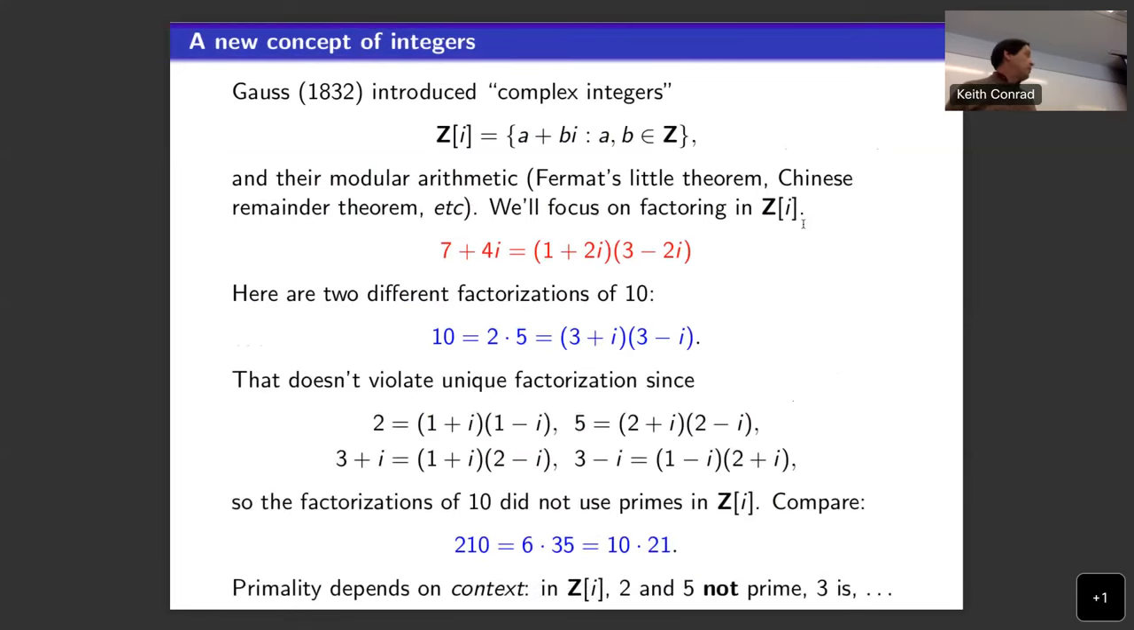They all break up. 2 breaks up, 5 breaks up, and 3 plus or minus i both break up. So this is an analog of saying in the integers, hey, 10 is 6 times 35 and 10 times 21, so the integers don't have unique factorization, which of course is wrong. The new thing that happens here is that the concept of prime is a relative notion. In the setting of Z[i], 2 and 5 are no longer prime. They break up. On the other hand, 3 does stay prime. So one has to figure out which are the primes and whether unique factorization is actually true.